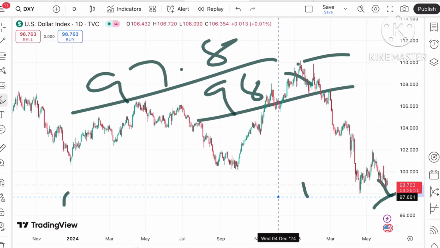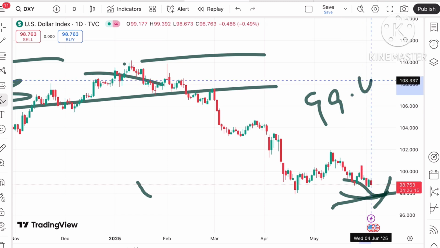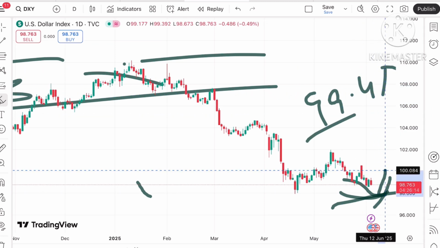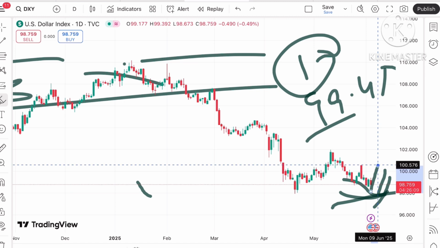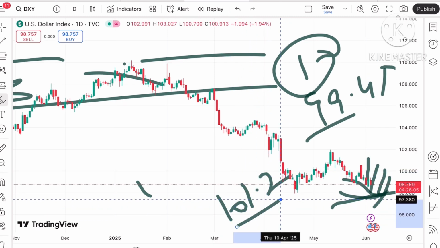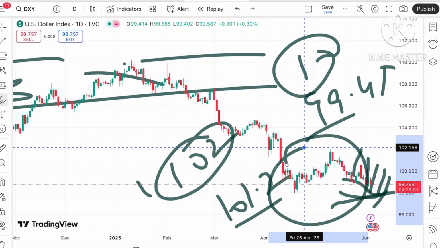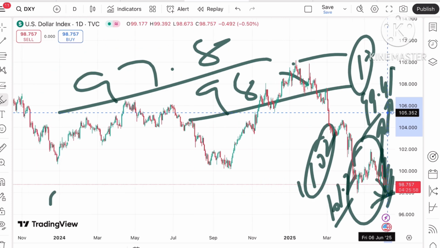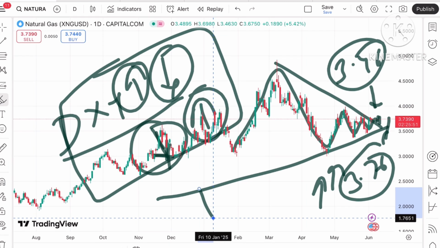But suppose the price sustains above this level, it can go further upside towards a level of $99.45, and if that sustains, we can see the price touch a level of $100. Suppose it starts going above this level, we can see the probability of touching 100.5, towards a level of 101.2, and if that sustains, we can see a level of $102, and if the price goes above this level, a further upside we can see.